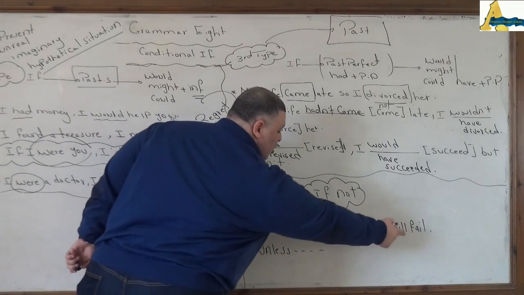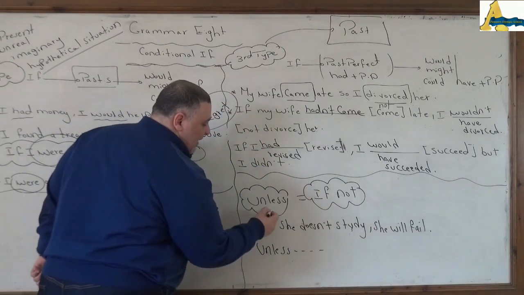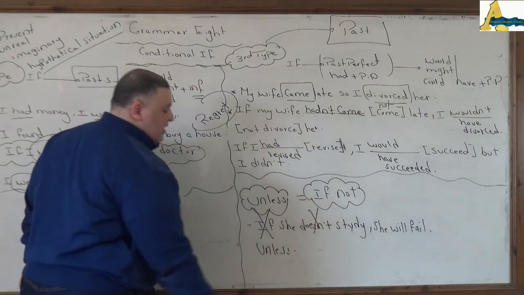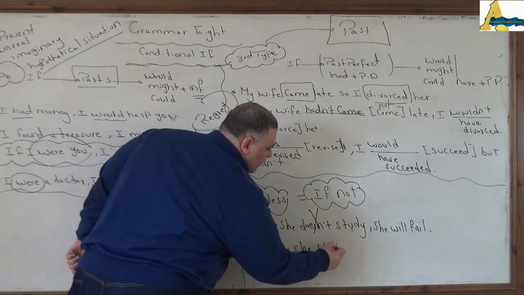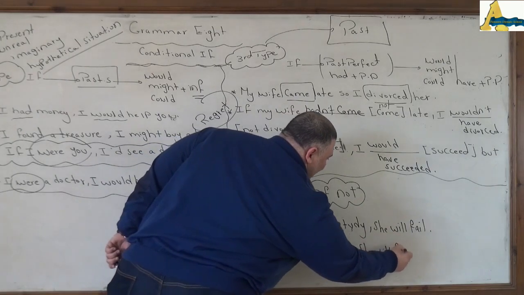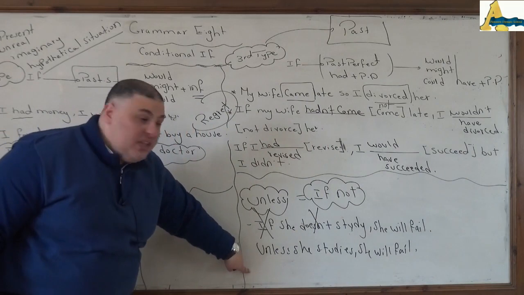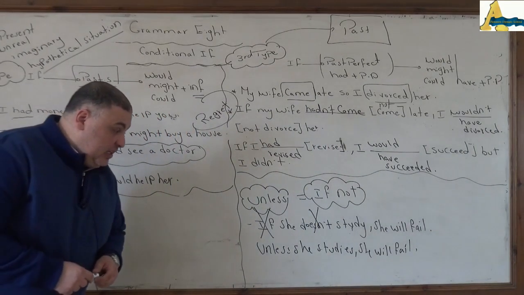If she doesn't study, she will fail. So I will say unless equals if not. So in that case, you remove if and you remove the negative, and it's going to be: unless she studies, she will fail. Does that mean if she studies, she will fail, or if she doesn't study, she will fail? If she doesn't study, she will fail. Unless she studies, she will fail.